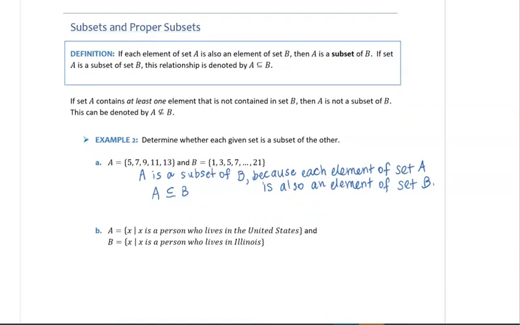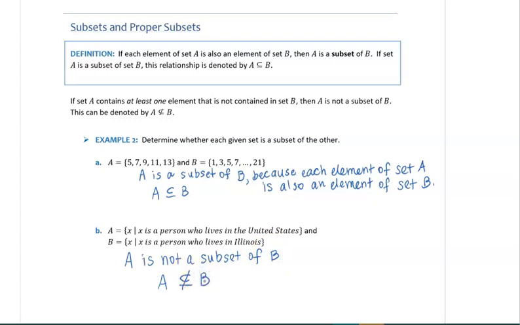Part B. Set A is a set of all X such that X is a person who lives in the United States. And B is the set of all elements X such that X is a person who lives in Illinois. Set A is not a subset of set B, which can also be written symbolically like this. A is not a subset of set B.